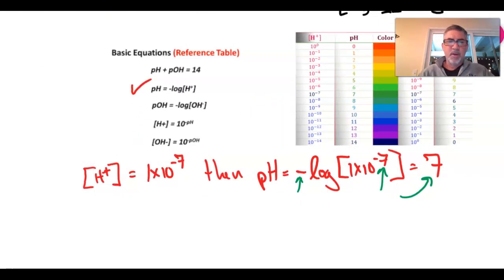pOH would be the negative log of hydroxide, right? So pOH is negative log of hydroxide. So if I did pOH as 1 times 10 to the negative 7, I'd get 7 plus 7 is equal to 14. Okay, so not really that tough.